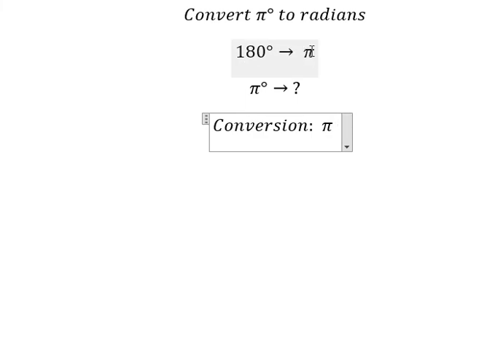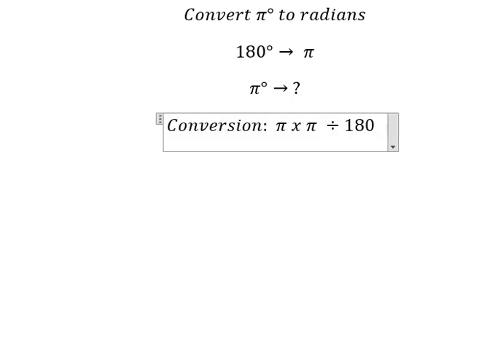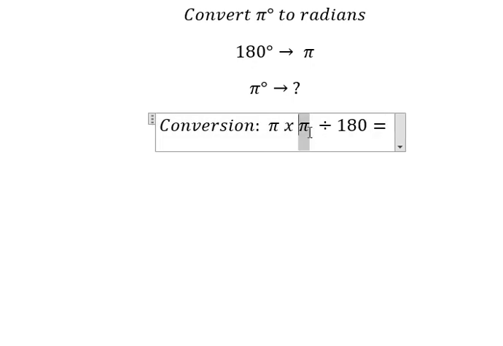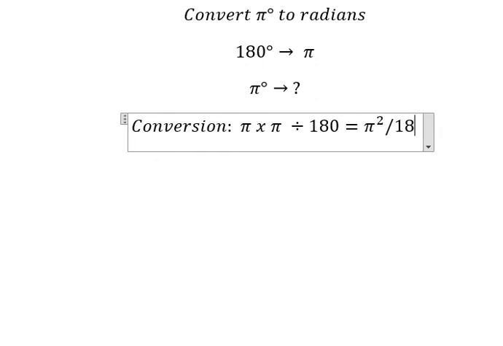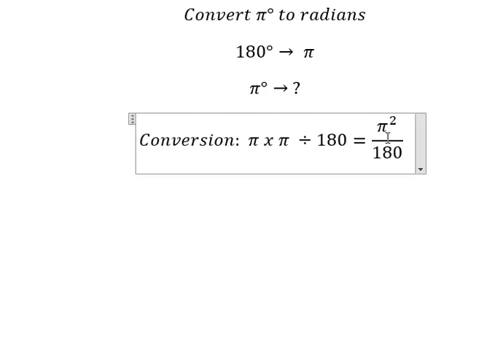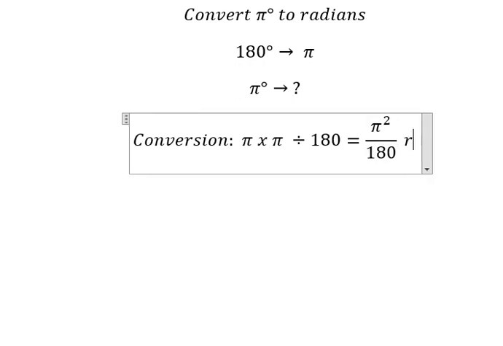We multiply by pi. Later that we divide by 180. So if we simplify, we have b pi over 180, and this is the final answer. And we put the unit.